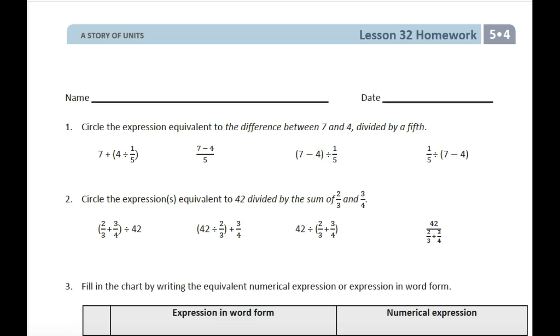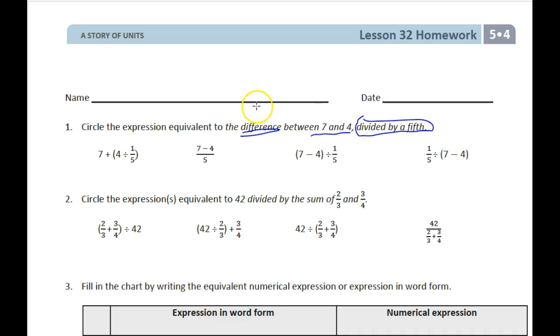This one is kind of like using your math sense to look at words and see if you can find matching expressions, numerical expressions, also known as equations and things like that. And then it's going to move from that to seeing if you can take a numerical expression and turn it into some words. So this first one right here, it says circle the expression that is equivalent to the difference between these two numbers, and then it's divided by a fifth.